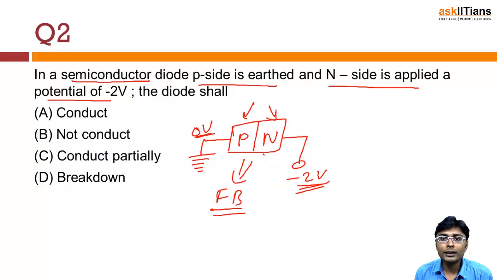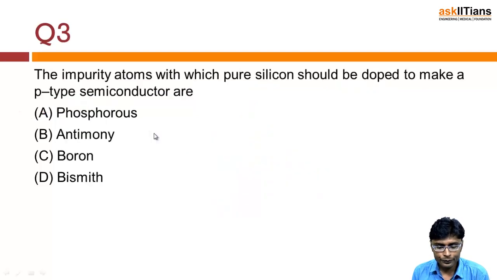And we know that whenever the diode is in forward bias, it will offer very low resistance and hence conduction of current, or the flow of electrons, will take place, and this will build up a current in the circuit, and hence this semiconductor diode will conduct, right? Therefore option A will be the correct answer. We cannot say option C because we cannot say partially conduct. If it is in forward bias, it will conduct, right? Therefore option A will be the only correct answer.